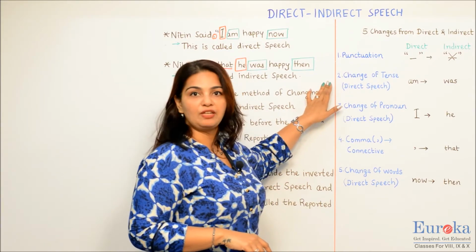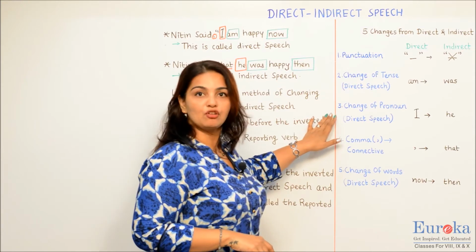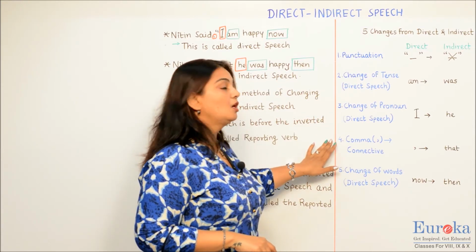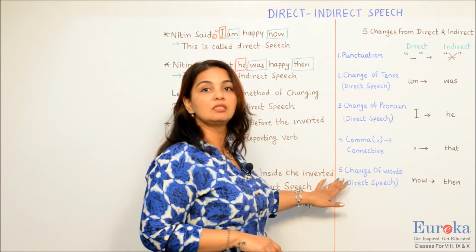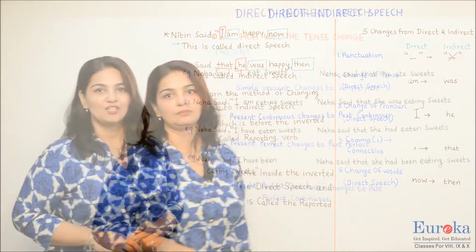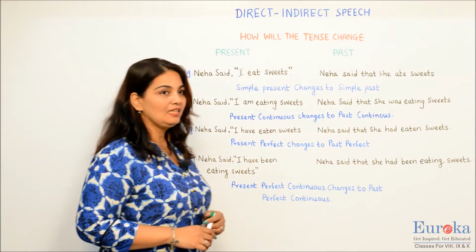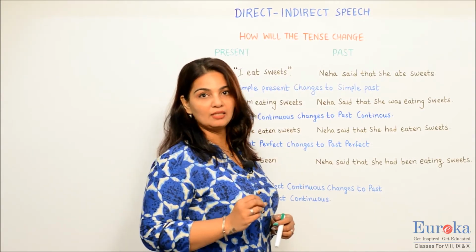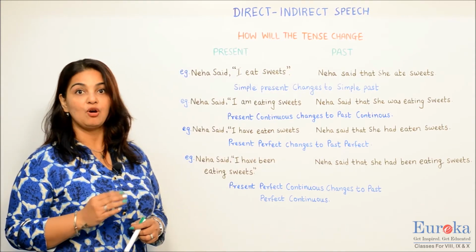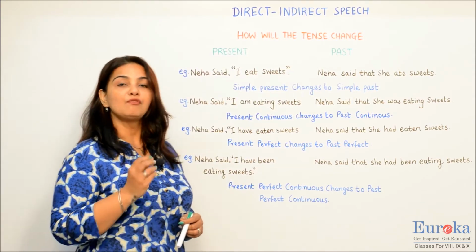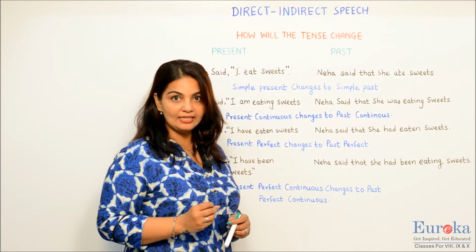Second, change of tenses. Third, change of pronoun. The fourth one, comma turns into a connective. And the last, change of words which denote time. So students, as you all had seen, the 5 rules that are required to convert a direct speech into an indirect speech, or rather transform them from a direct speech into an indirect speech.